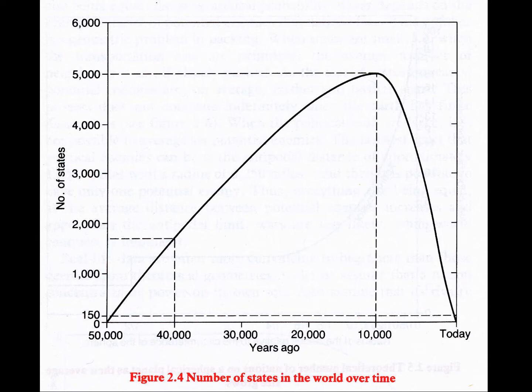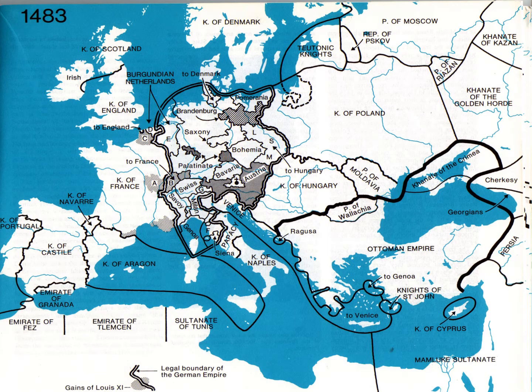Here you can see a sharp rise in the number of political units and then a dramatic drop in those states to the situation where we are today. We have about 200. Europe in 1483 is shown on the map, and you can see the multifarious states. But in fact, if you look at the Holy Roman Empire in the center of what is today Germany, that map completely understates the number of sovereign entities that exist within its borders. There were, in fact, several hundred.